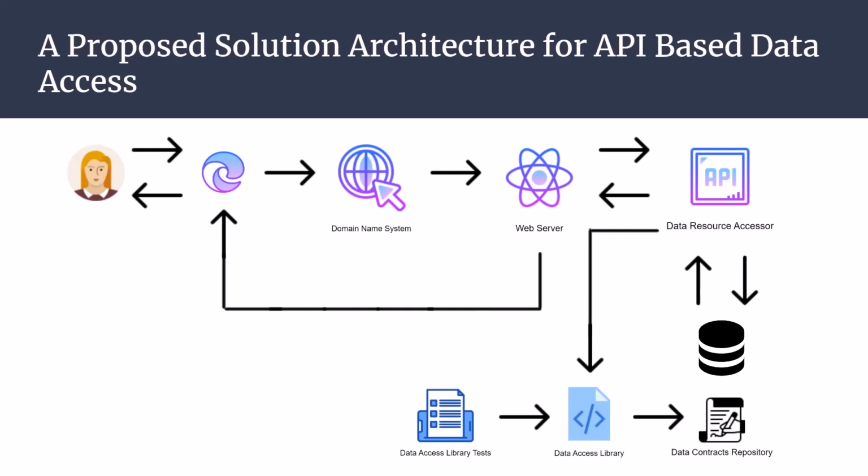The second thing was that our data access code library depends on the data contract repository and is sensitive to modifications in it. The third thing is the data access library has a dependent test library which is sensitive to changes in it. We have a service in our system, a stateless data resource accessor, which depends on the data access library.